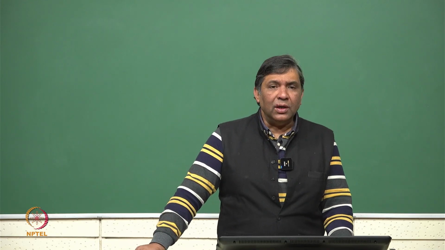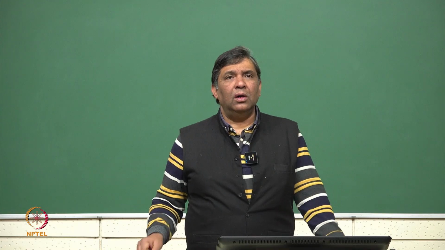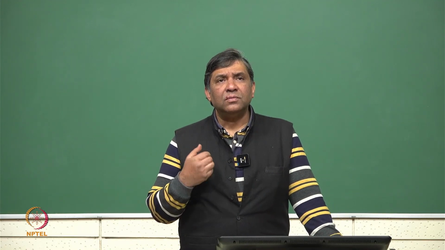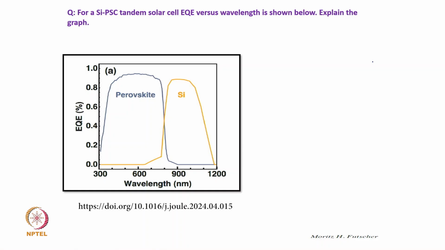Now, coming to the next question: a silicon perovskite tandem solar cell EQE, that is quantum efficiency versus wavelength, is shown below. Explain the graph. So, you can see this is perovskite and this is silicon, and that is what we generally use for designing a tandem solar cell. Perovskite is higher band gap material and silicon is relatively lower band gap material.